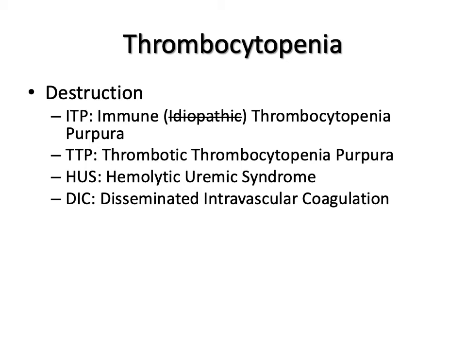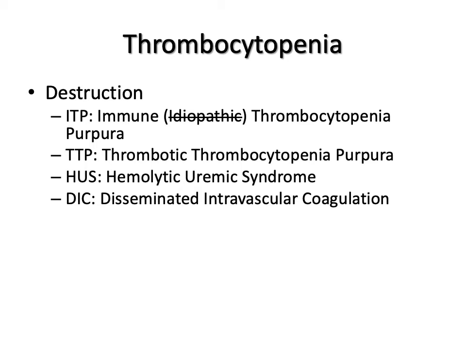HUS, or hemolytic uremic syndrome, is similar to TTP, but not as severe, and the neurologic symptoms are absent. It occurs mostly in children after infection with certain serotypes of Shigella dysenteriae and, of course, E. coli O157:H7. Hemolytic uremic syndrome often results in renal failure and uremia, which may ultimately require dialysis.